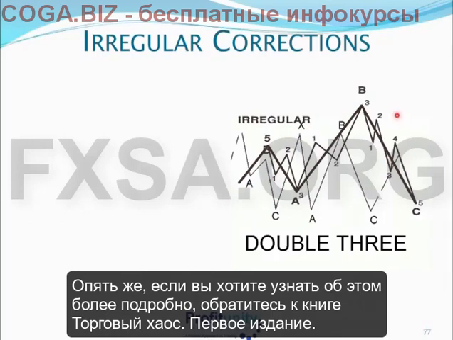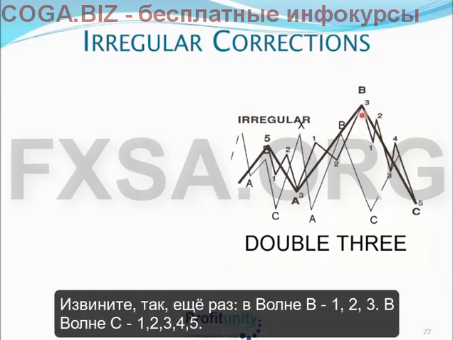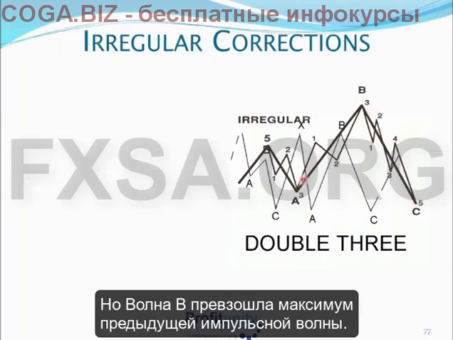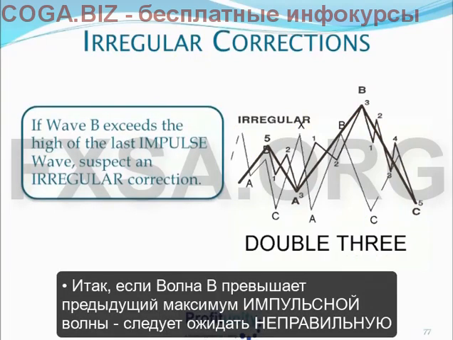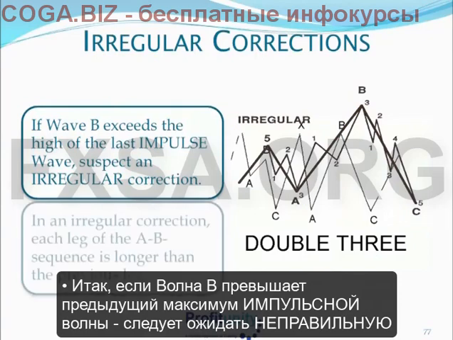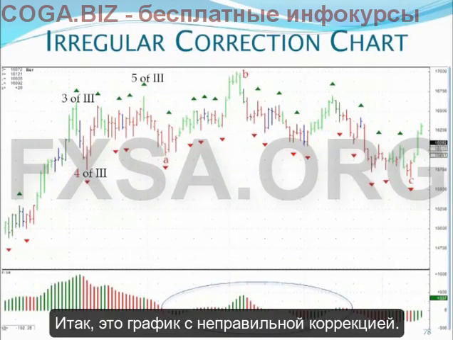Now, in this B wave from the top, we have 1, 2, 3, 4, 5 in the C, but again, I'm sorry, B had 1, 2, 3, C has 1, 2, 3, 4, 5, but the B wave does exceed the high of the previous impulse wave. So if B wave exceeds the high of the last impulse wave, suspect an irregular correction. In the irregular correction, each leg of the AB sequence is longer than the previous leg. Okay, so here we are with the irregular correction chart.